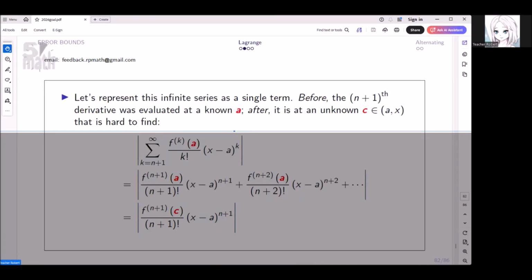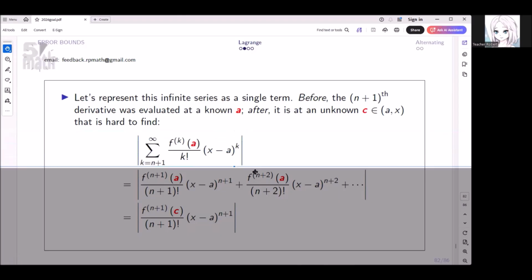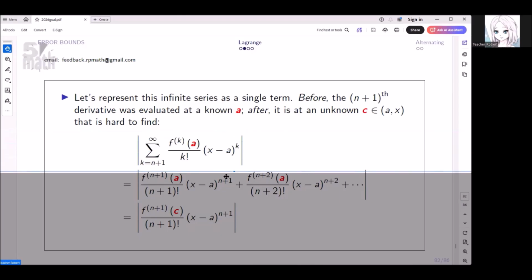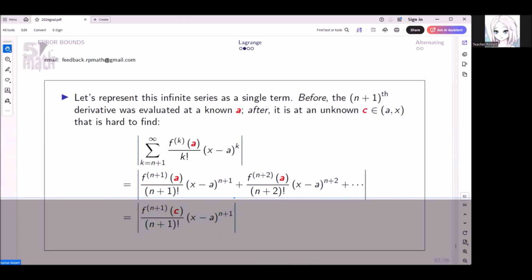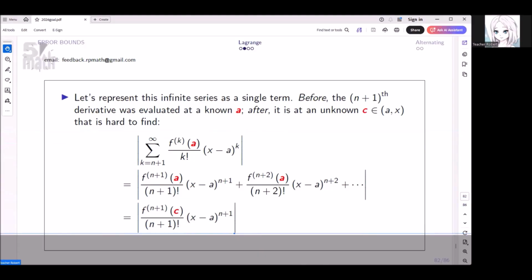Let's represent this infinite series as a single term. Before, the n plus 1th derivative was evaluated at a known a. After, it is at an unknown c in a to x exclusive that is hard to find. We have this, and this, and that.